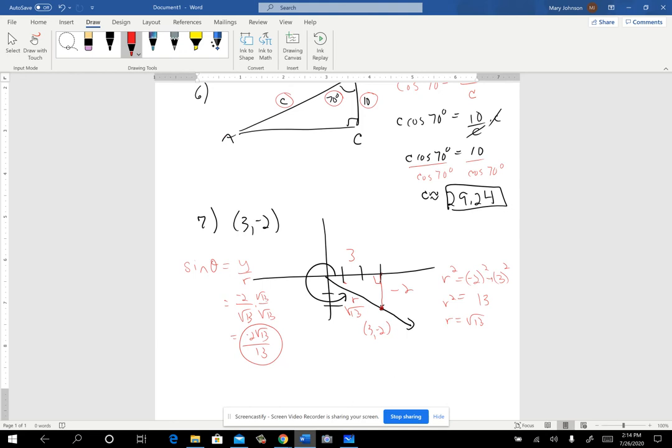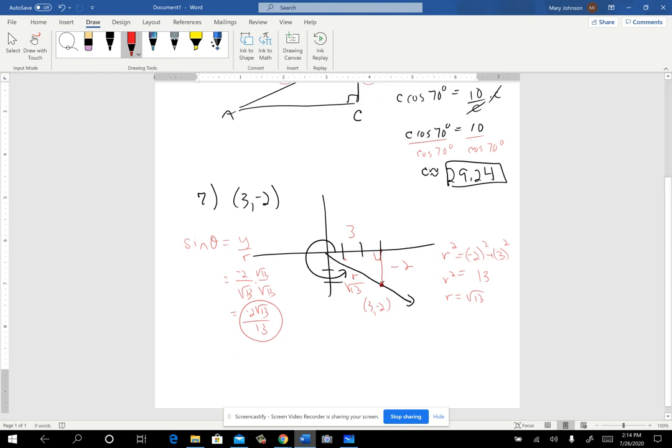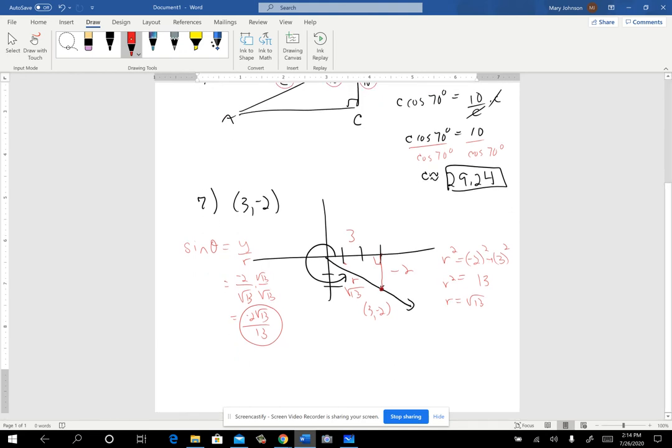And then cotangent of theta. Tangent would be opposite over adjacent, so this would be adjacent over opposite. You could do it in terms of your coordinates too, can't you? So it'd be 3 over -2.